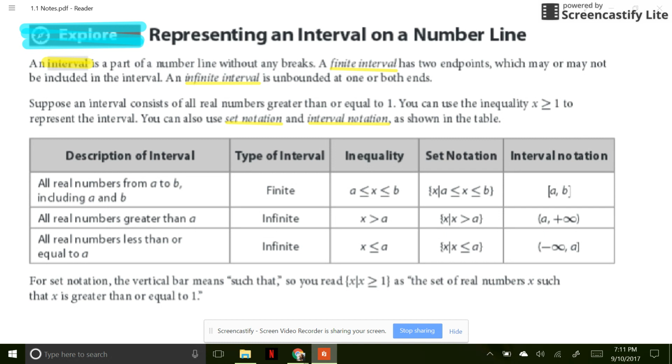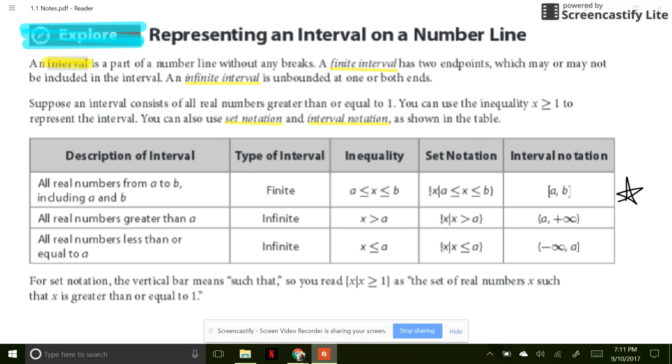So if we're talking about a finite interval with a definite starting and stopping point, that's this top line here. As an inequality, we'd say x is greater than or equal to a, which is less than or equal to b. Then in set notation, we put it inside the curly brackets with the x and the bar that represents "such that." And then interval notation is where we do just the smallest value and the biggest value in either the parentheses or the square brackets. Parentheses if we are not including the value, square brackets if we are.